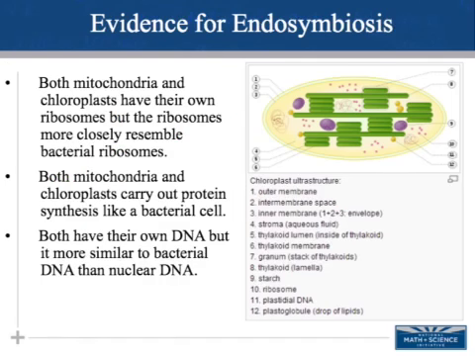So again, backing this theory up, the mitochondria and the chloroplast have their own ribosomes. Those ribosomes are actually closer to bacterial ribosomes. They can both do protein synthesis, and they both have their own DNA, which is similar to bacterial DNA. So again, supporting that they used to be a prokaryote. The fact that they have their own DNA and their own ribosomes, which are closer to bacterial DNA and ribosomes, and that they can do protein synthesis, which bacterial cells are also able to do.